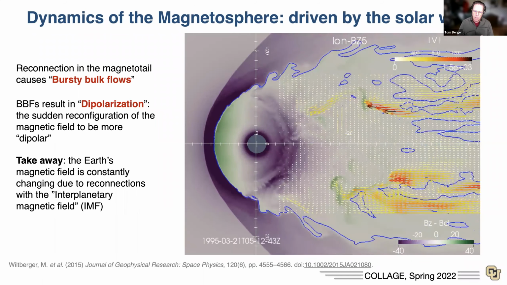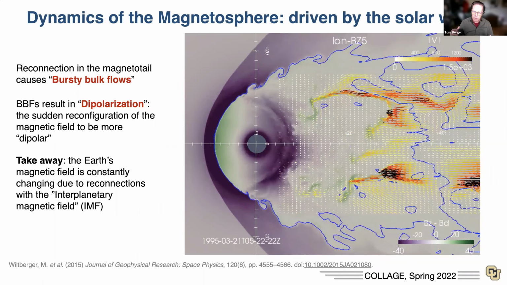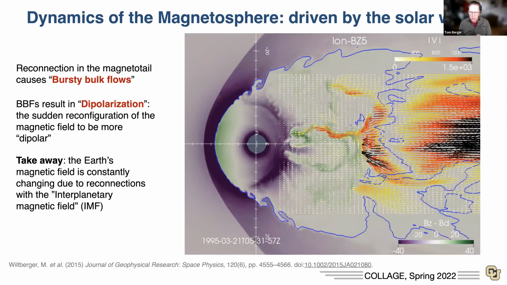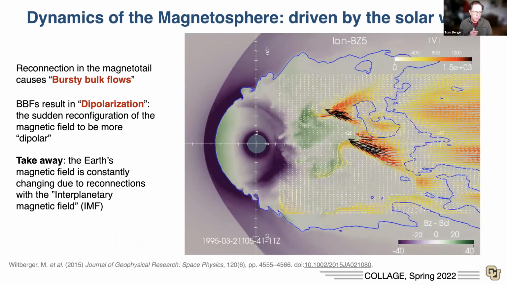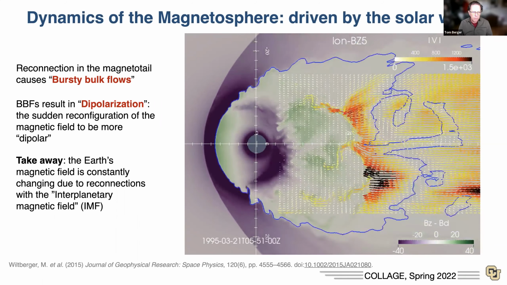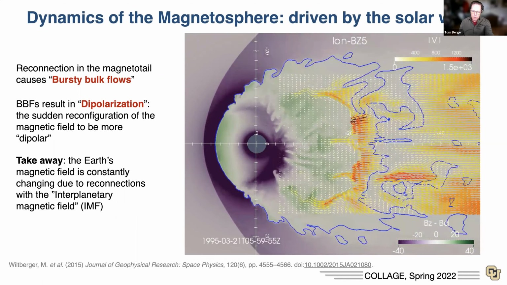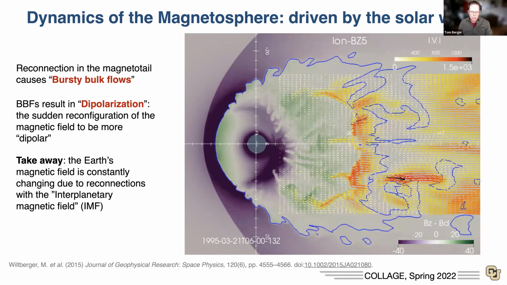When there's a big event, there's a dipolarization, and that means there's lots of accelerating particles being thrown back into the polar regions. So the takeaway is that the magnetic field is constantly changing. There's this magnetosheath boundary with instabilities through interactions with the interplanetary magnetic field, which we call the IMF, or could be in the solar wind, or it could be a CME bringing magnetic field into the system here.